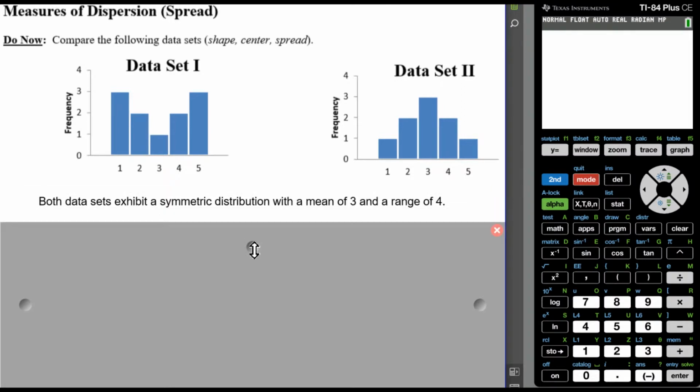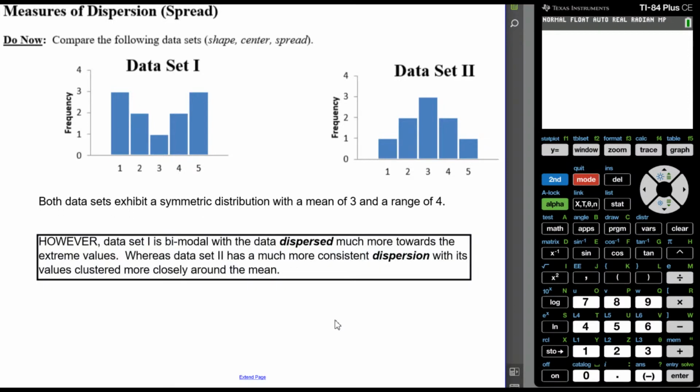So we're missing an element on how to describe the difference between these two values. Because though they are symmetric with a similar mean and range, the first one is bimodal, and its data is dispersed much more towards its extreme values, whereas the second data set has a much more consistent dispersion with its values centered close to the mean. So we need another measure for how to measure this dispersion or spread of the data across the distribution.